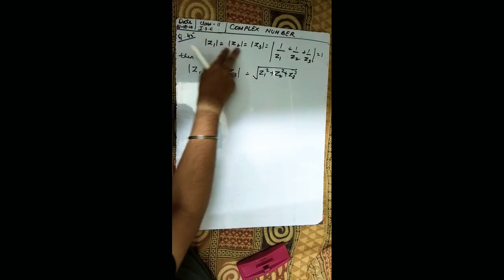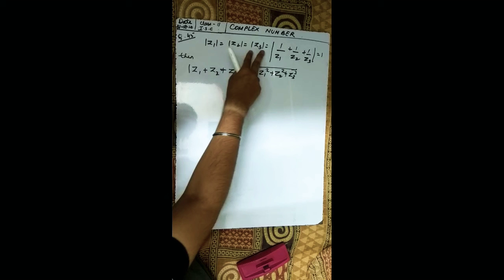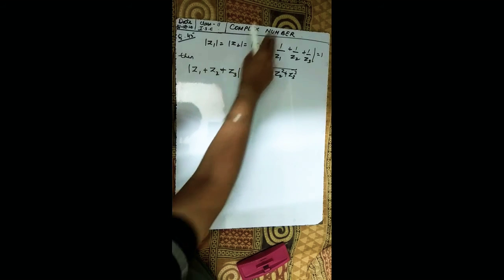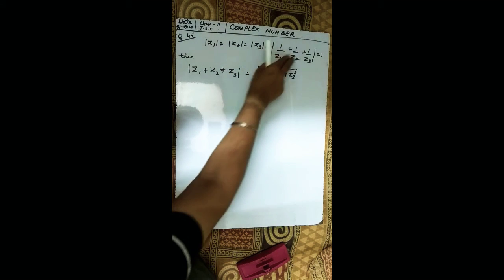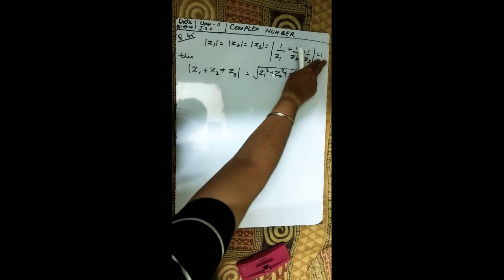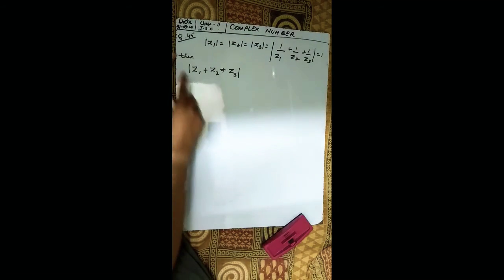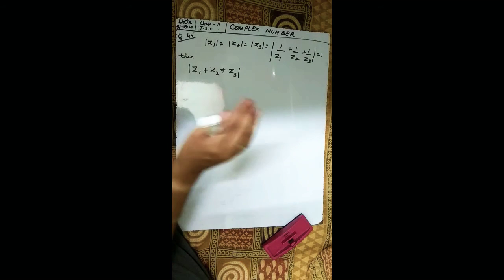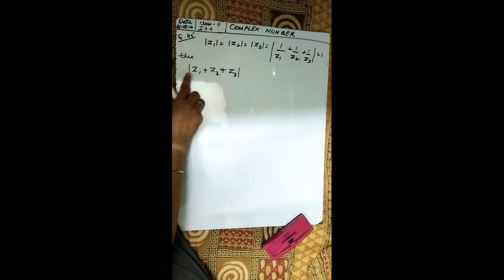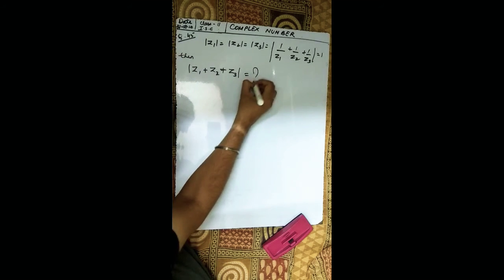Modulus of z1 equal to modulus of z2 equal to modulus of z3 is equal to modulus of 1 upon z1 plus 1 upon z2 plus 1 upon z3 equal to 1. Then we have to find the value of modulus of z1 plus z2 plus z3. What will be the value of this thing?